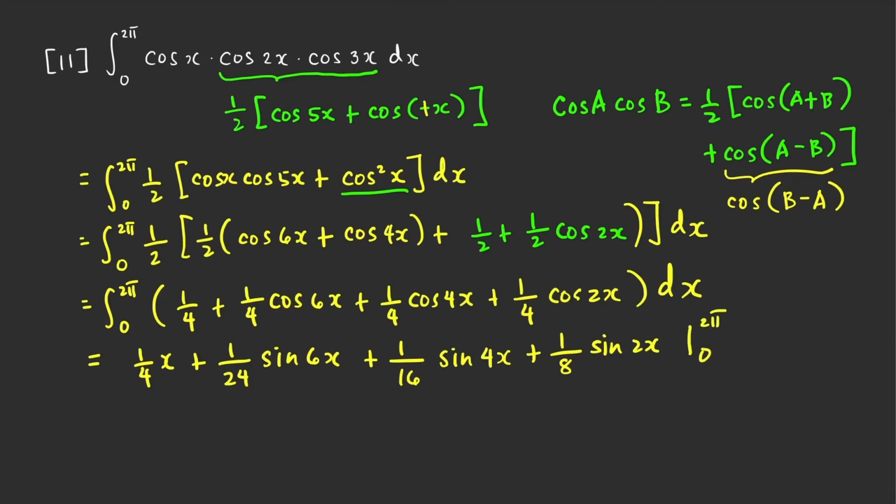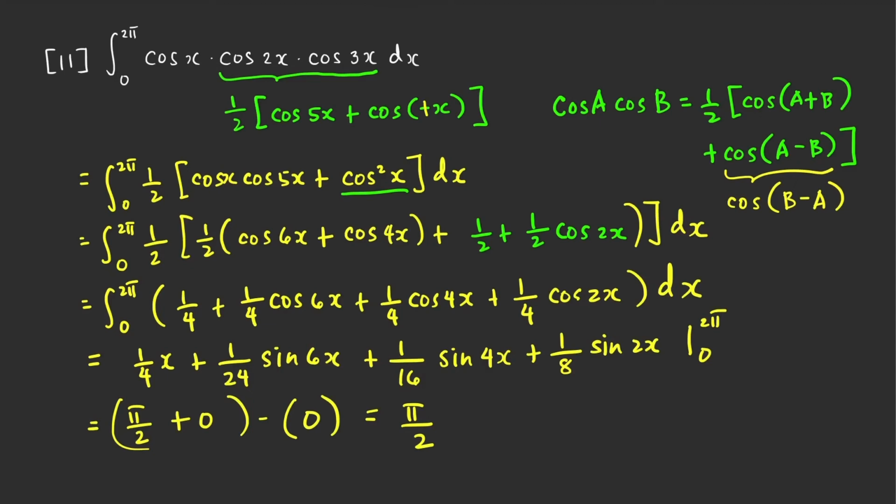So when x is equal to 2 pi, we'll have here 1/4 times 2 pi, so that is pi over 2. And then sine of an integer multiple of pi is just equal to 0. So this is 0, this is 0, this is 0. So this is just plus 0. And then minus, when x is equal to 0, all of these terms are equal to 0. So this is just 0. So therefore, our final answer is pi over 2.